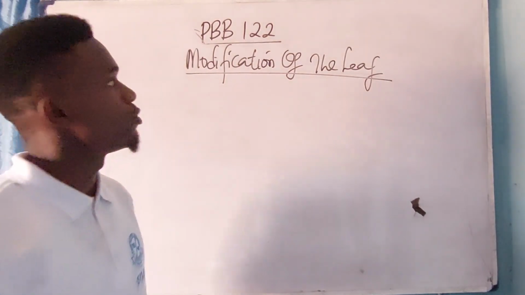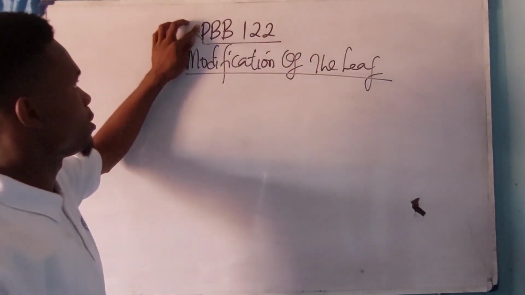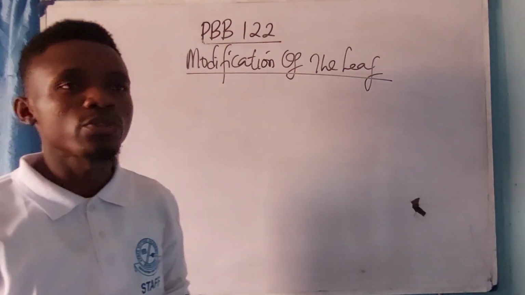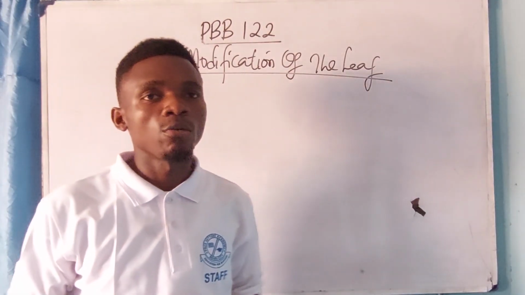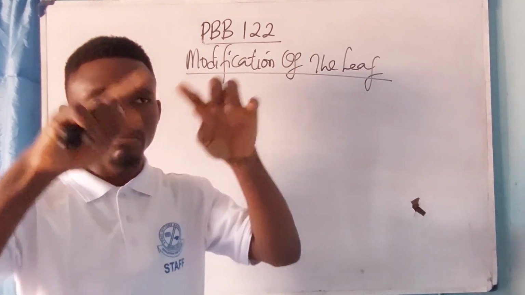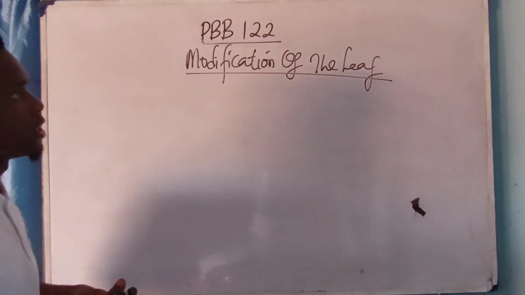Now, in today's video, I shall be taking us through the modification of the leaf in PBB 122. In this video, we are going to be discussing the various shapes of the leaves, the apex, and the nature of the margin of the leaves. Let us get started without wasting much of our time.